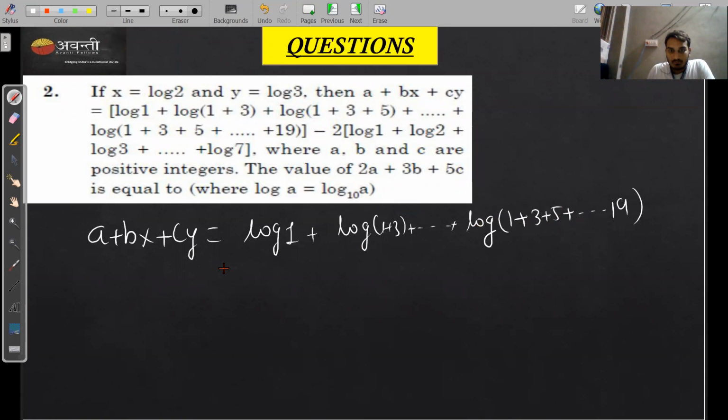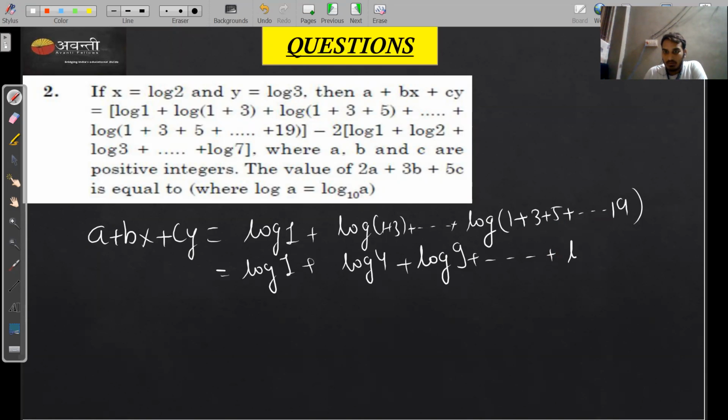So what is this? It is log 1 plus log 4 plus, next would be log 3 plus 5, so log 9, and so on up to, what is this? This is an AP, right? Common difference is 2, first term is 1, last term is 19. So when you do it, it will become log 100, right? Okay. So it is log 100.